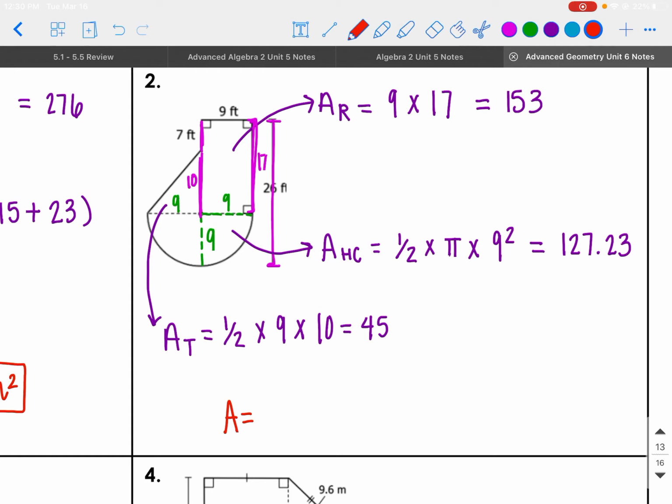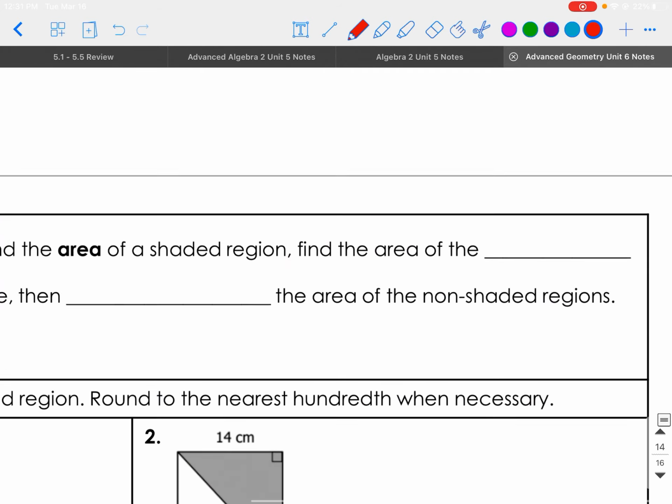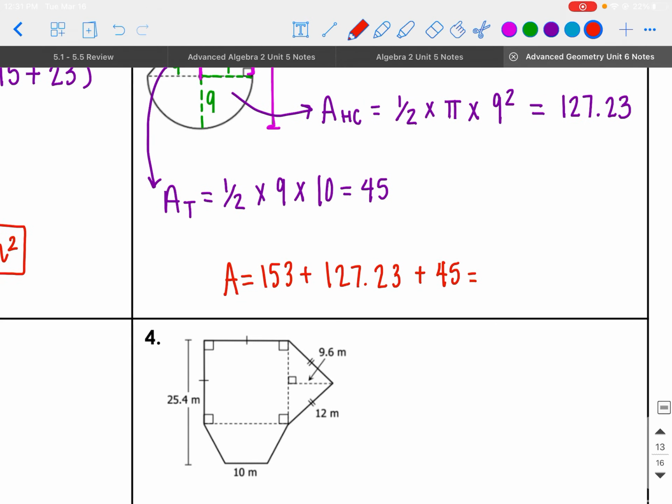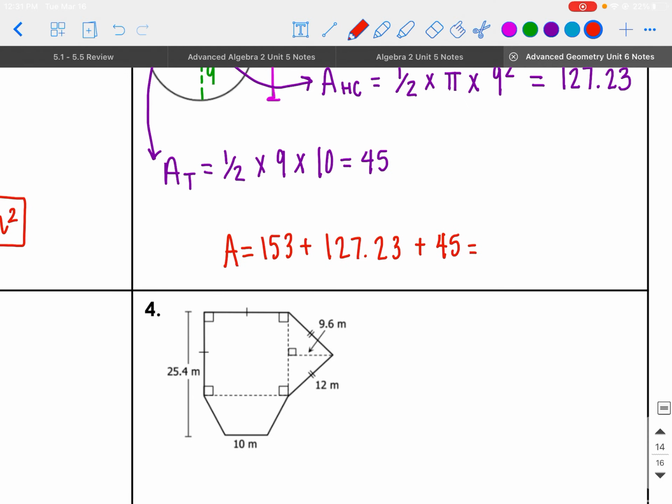So the overall area of this figure is 153 plus 127.23 plus 45. Oops. And that is 325.23 feet squared.